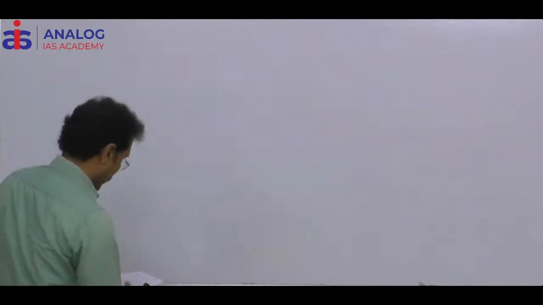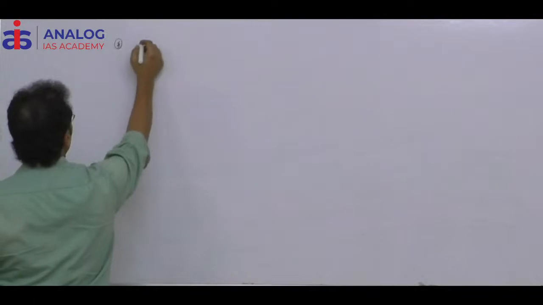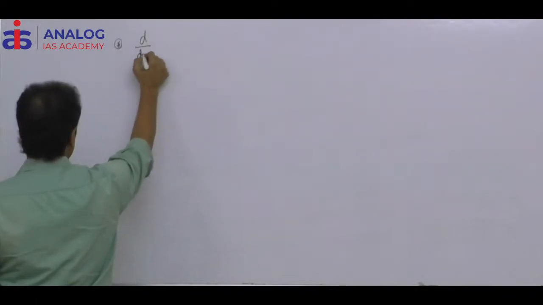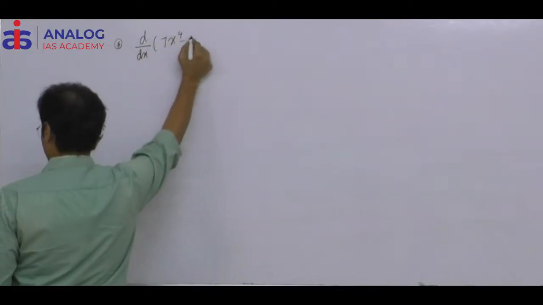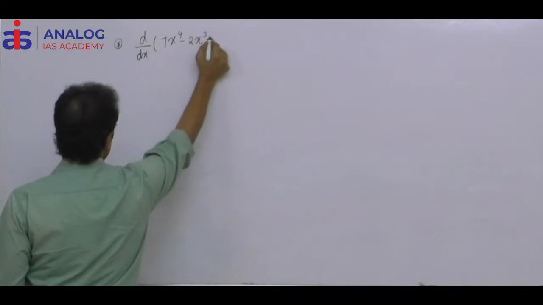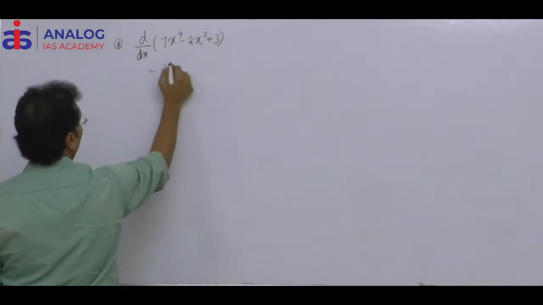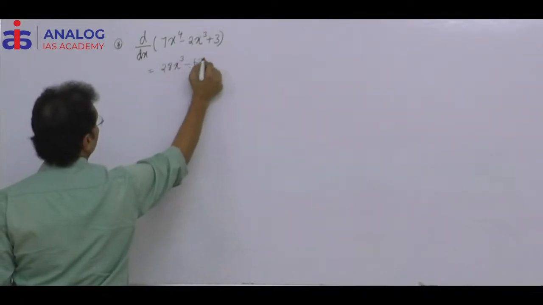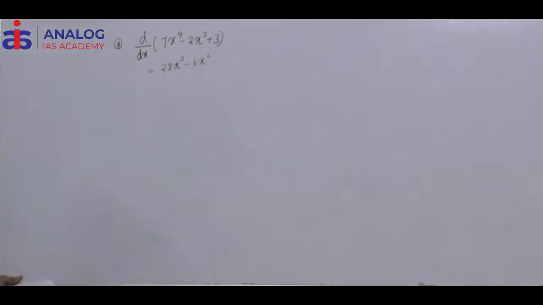Okay. So find the derivative of 7x power 4 minus 2x cube plus 3. So obviously it is 28x cube minus 6x square. Differentiation of a constant is anyway 0.